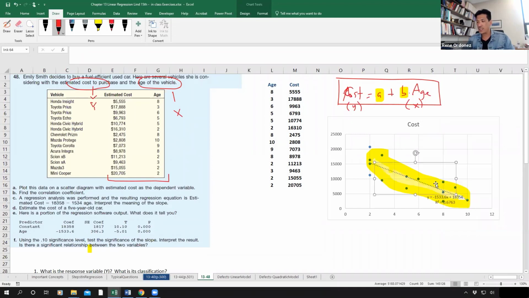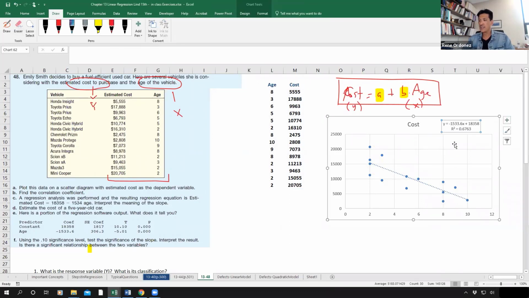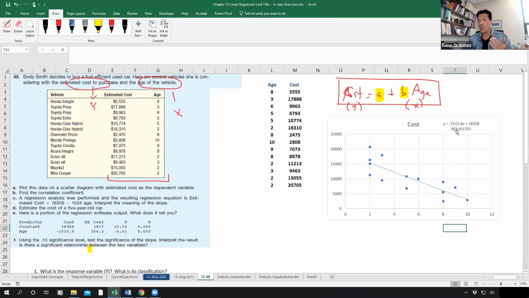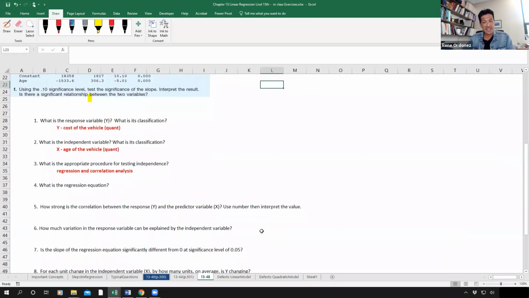So here's what you see. Let me delete the yellow. All right. So here's your graph. Here's your equation, as well as the r-squared value. Okay, so at this point, we can tell that the coefficient of determination, or the r-squared value, is 0.6763, which means that, let's see, all right, we can go down here.